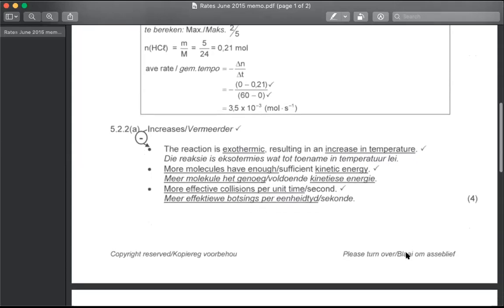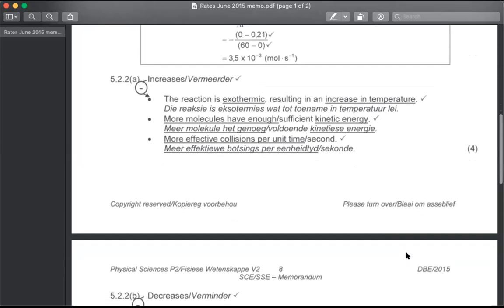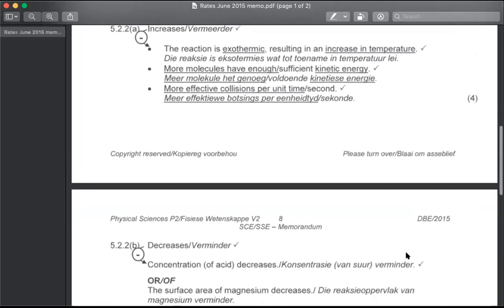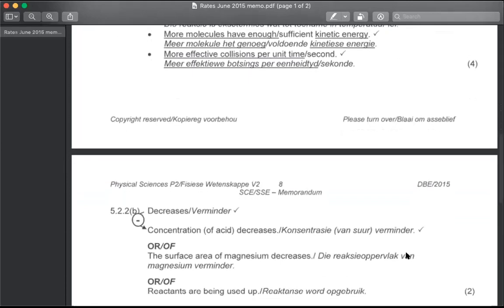Okay, and why does it decrease between T2 and T3? The reaction decreases. Why does it decrease? They've got it decreases because the concentration of the acid decreases, or it decreases is 1 mark, and you must write one other thing. The surface area of the magnesium decreases, the reactants are being used up. So I said it decreases because the reactants are being used up. All right, so that's the answer that I've given. So that will be acceptable as well.